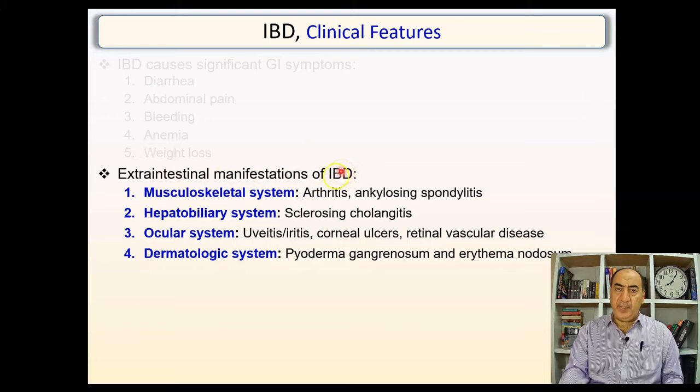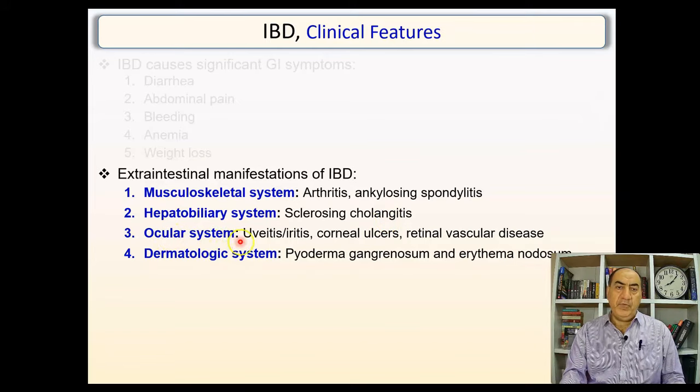Extraintestinal manifestations of IBD arise from the fact that inflammatory mediators are formed in the inflamed bowel. There are cytokines such as IL-1, TNF-alpha, and leukotrienes. All these inflammatory mediators can go into the bloodstream, so they can affect anywhere in the body, such as the musculoskeletal system, causing arthritis, ankylosing spondylitis, or fusion of the spine. In the hepatobiliary system, it can cause sclerosing cholangitis, inflammation of the common bile duct.